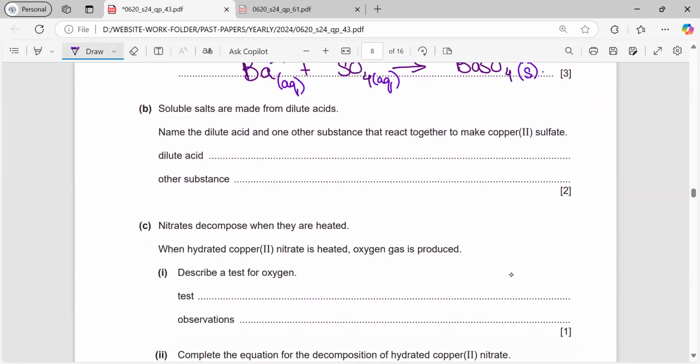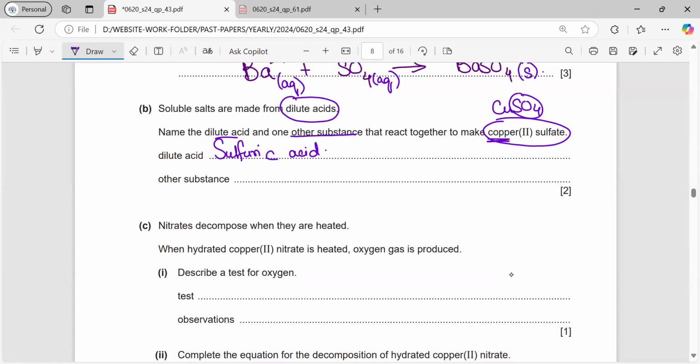Soluble salts are made from dilute acids. Name the dilute acid and one other substance that react together to make copper sulfate. So to make copper sulfate, sulfates are made from sulfuric acid. Sulfates are always formed from sulfuric acid.